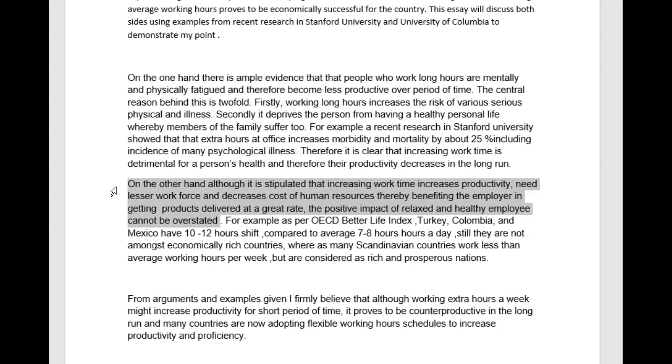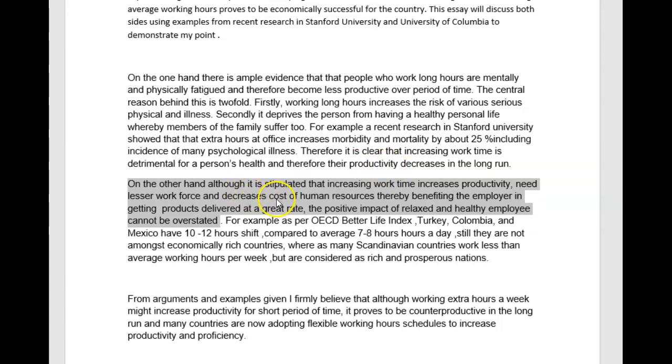And the other thing is that you didn't really talk about some of this stuff in the previous paragraph. So when you use a structure like this, what you're really doing is just rephrasing the key point of the previous paragraph, but you didn't actually say this. You said increasing work time increases productivity. You just told us that it doesn't increase productivity. Okay?